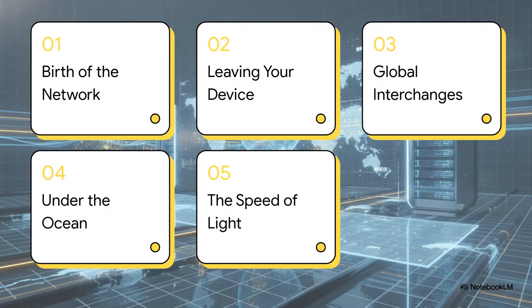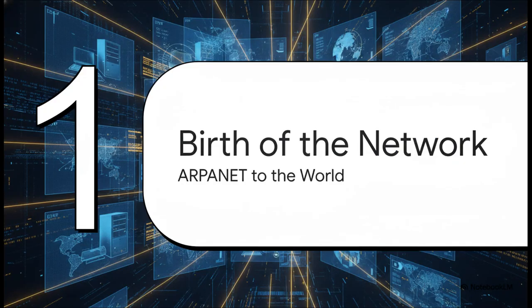Okay, let's dive into this. Here is our map for today. To track a single data packet's journey: birth of the network, leaving your device, the global interchanges, under the ocean, and finally, the speed of light. Section 1. Birth of the network, from ARPANET to the world.